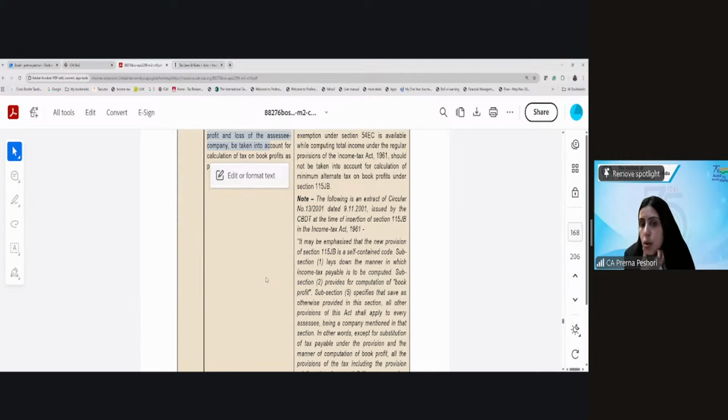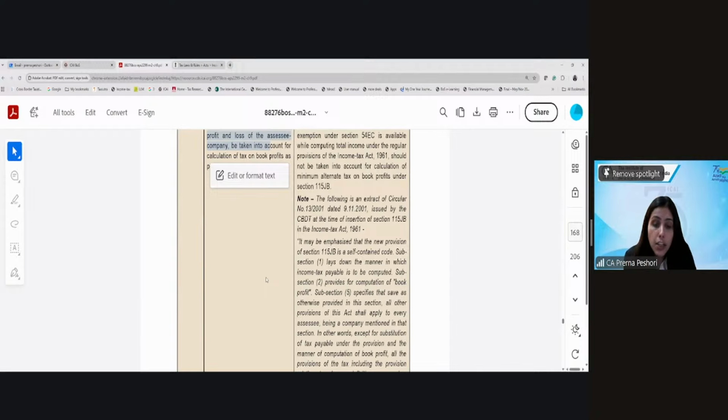Yeah. So the question here was that in this particular case, 54EC exempts the capital gain. Now, when this capital gain is included in my book profit, should I be paying the MAT on it? So, the Madras High Court has interpreted Section 115JB(5) to say that if the capital gains are exempt under 54EC, then under 115JB, we should not be including these capital gains for the purpose of MAT calculation in the book profit. Clear?